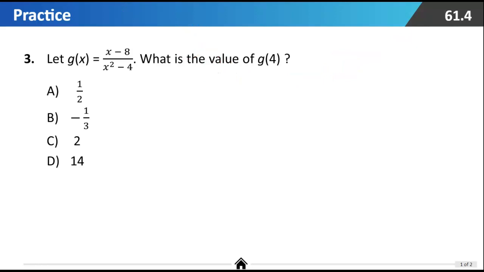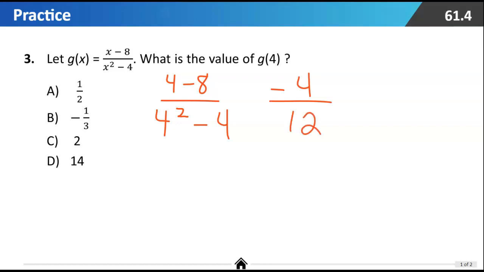This last one, evaluating the function g of 4, 4 minus 8 divided by 4 squared minus 4. Negative 4 divided by 16 minus 4 is 12. This simplifies to negative 1 over 3, or negative 1/3. That leaves us answer choice B. That is all for lesson 8.